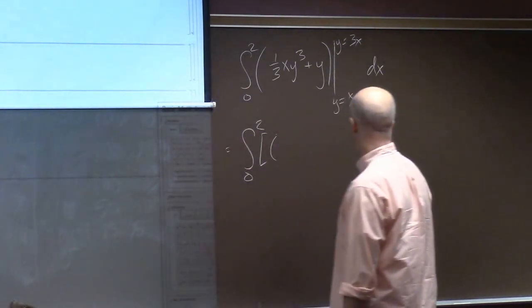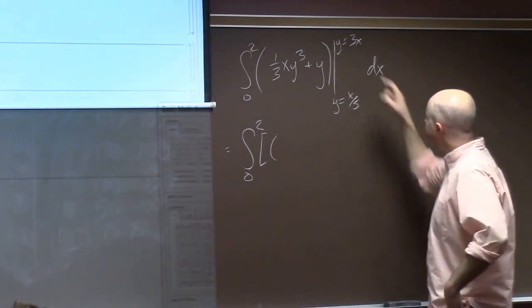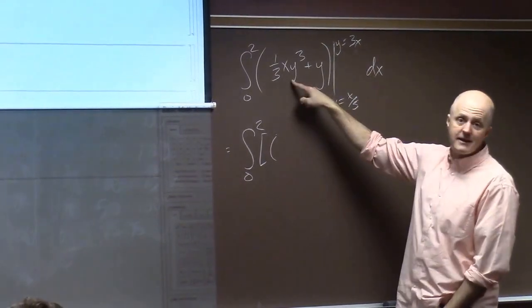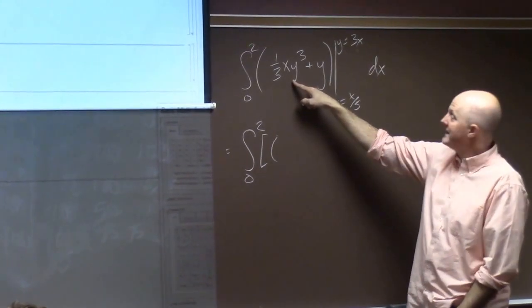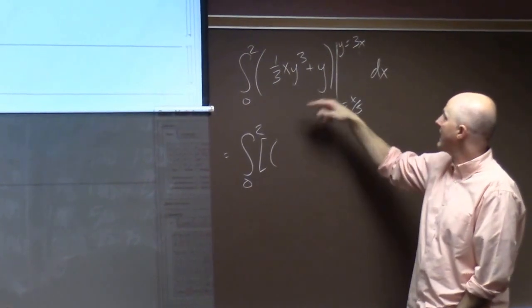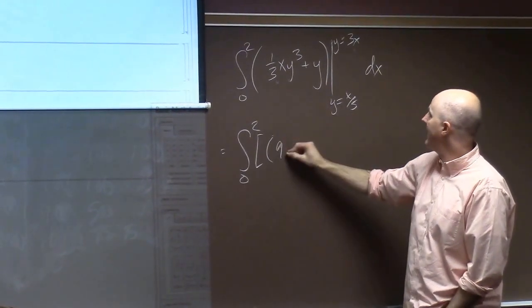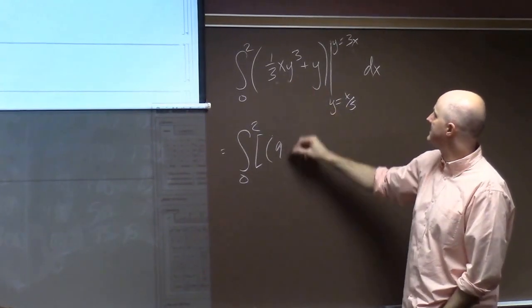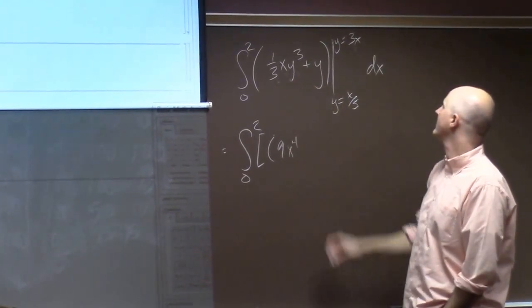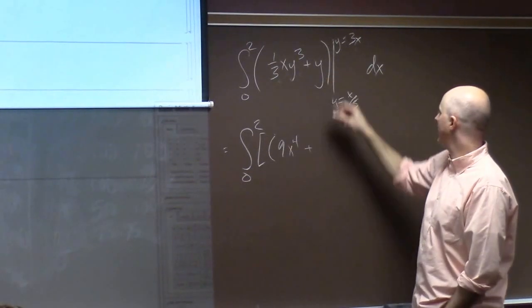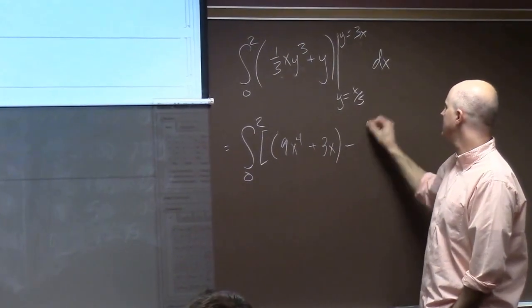Plug in y equals 3x first. Plug it in there, you're going to get 3x cubed, which is going to be 27x cubed, 3x quantity cubed. 27 divided by 3 is 9. You'll get 9. X cubed times x is going to be x to the 4th. Plug in 3x there, you just get plus 3x.